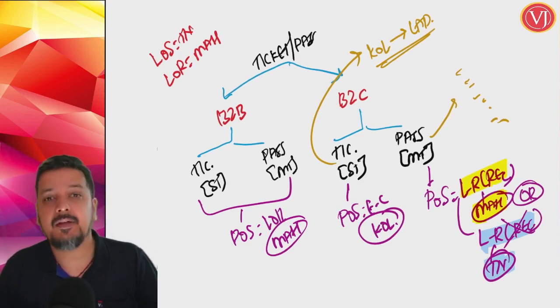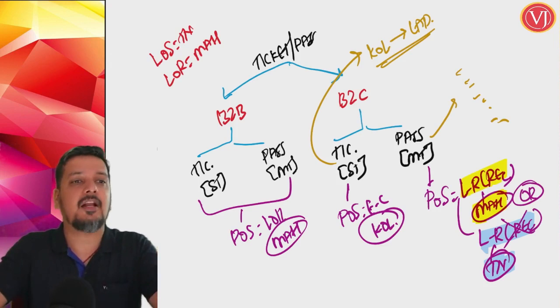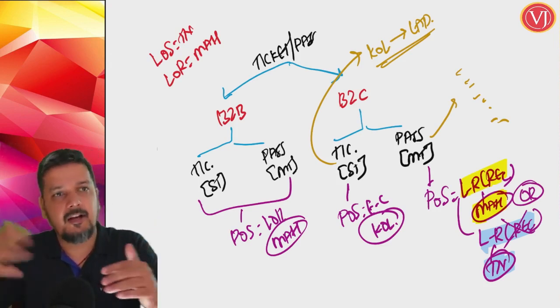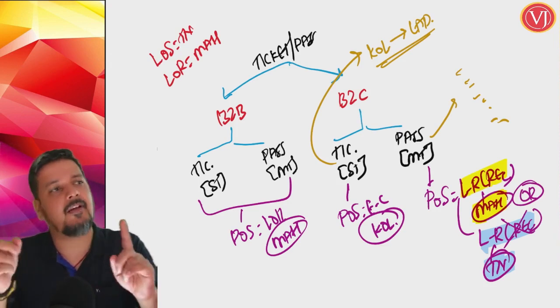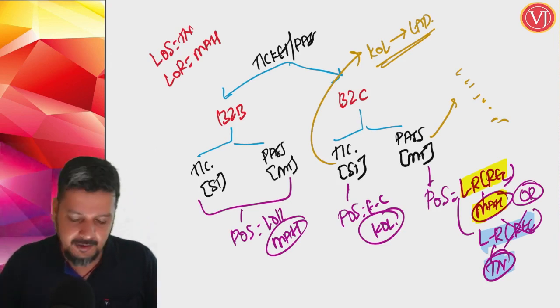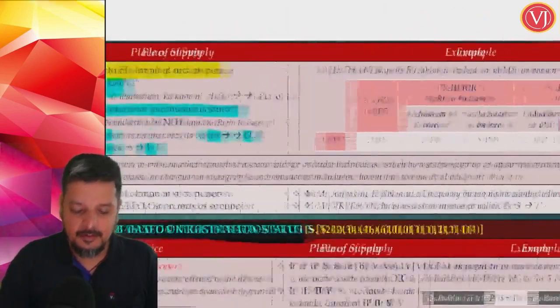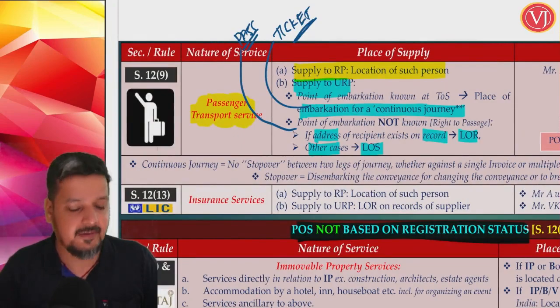Right. This will be there in the pass case, because in the pass case what will happen? I'll pay initially a bulk amount, 2 lakhs, correct? But I'll be traveling very frequently, again and again. Every time there'll be no place of supply; when I make the payment, there'll be the place of supply. This is there when you're talking about tickets, passenger transportation service.